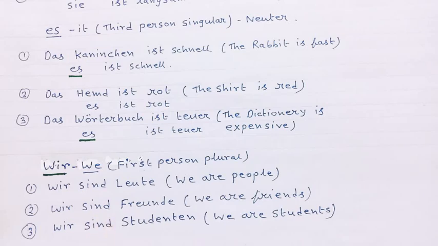Here I repeat, wir, we, first person plural. Wir sind Leute. We are people. Wir sind Freunde. We are friends. Wir sind Studenten. We are students.